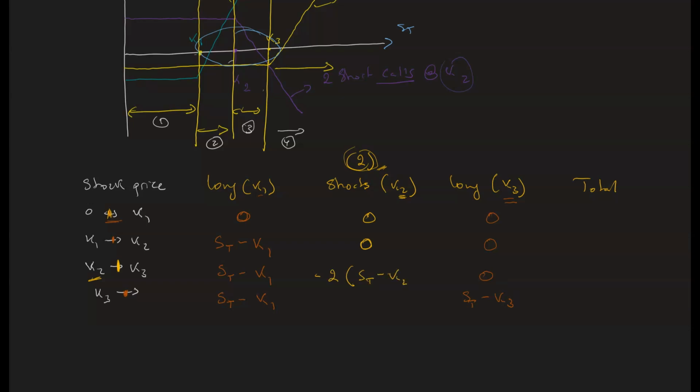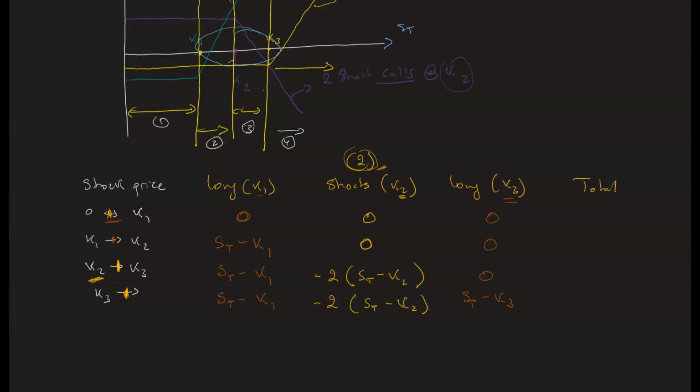And we do the same for when the stock price is above K3. If it is above K3, it is above K2, so the outcome is going to be the same as earlier. So it's going to be minus 2 times the stock price minus K2.